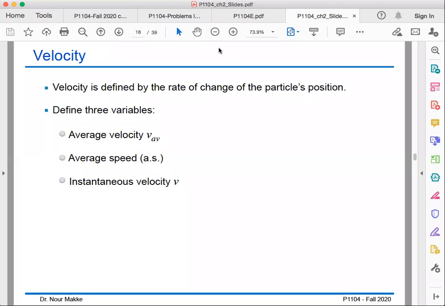So velocity is defined by the rate of change of the particle's position. As long as the particle is moving, its position is changing as a function of time. And so in this section, we're going to define three types of variables for the velocity. The first one is the average velocity. The second is the average speed. And finally, the instantaneous velocity. So we'll go through these three types and define in each case what is the variable.